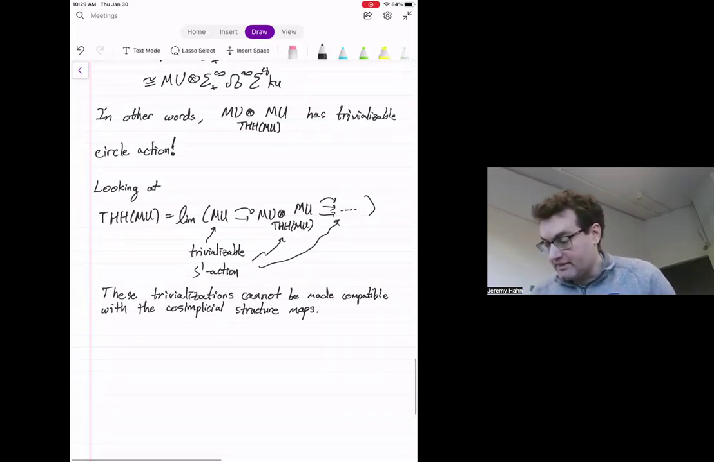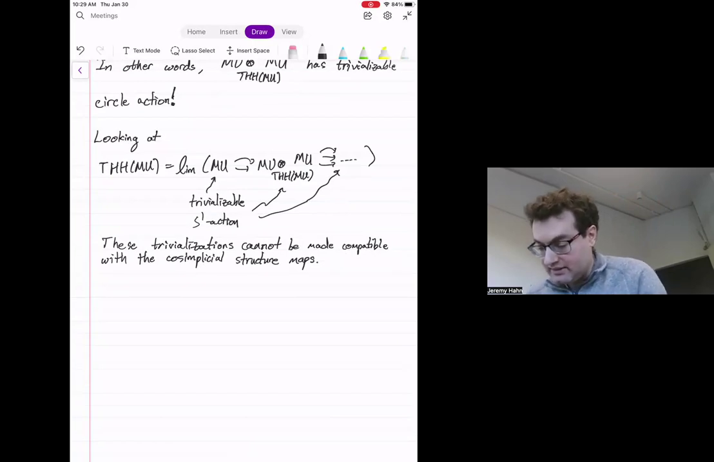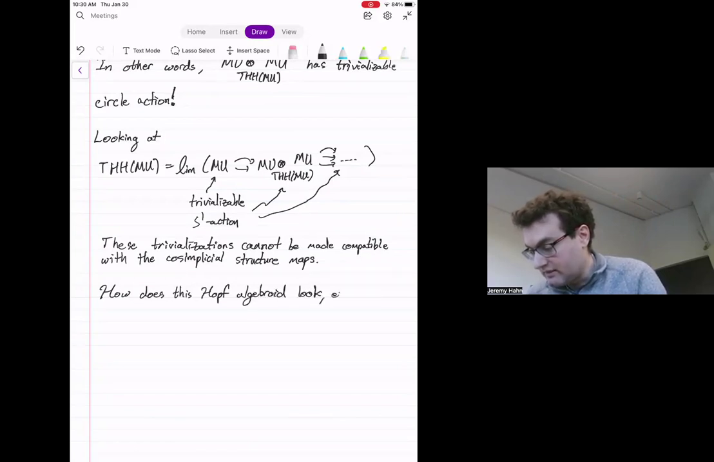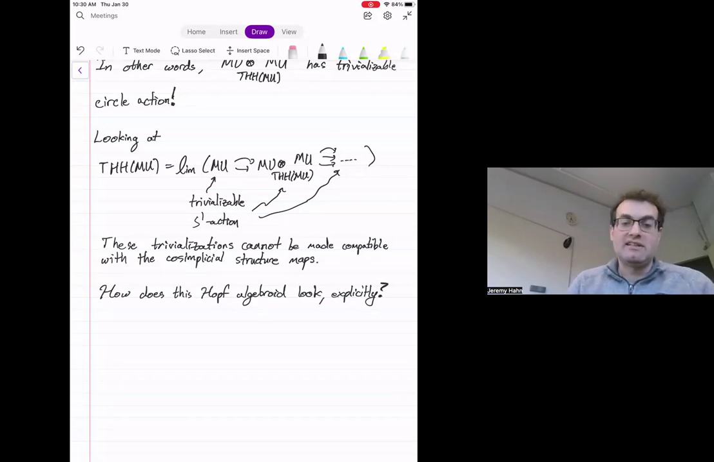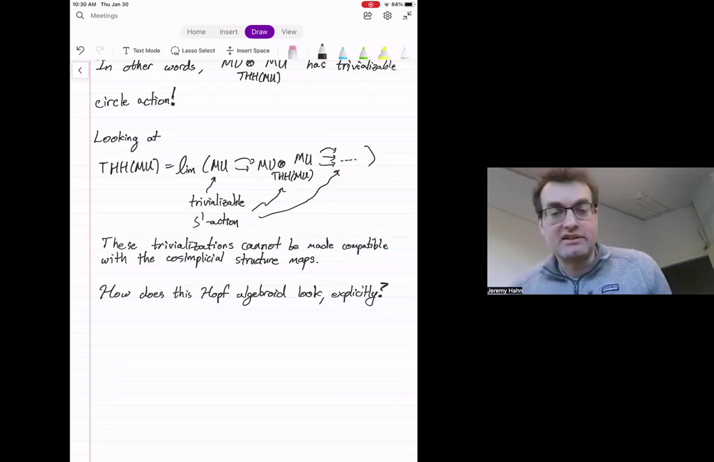So maybe I can describe to you how this Hopf algebroid looks explicitly. Could I track everything well enough to actually write down an E1 page that can be fed into a computer and perhaps turned into an E2 page for the homotopy fixed points of THH of MU?